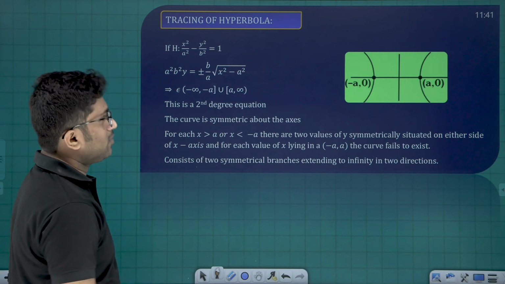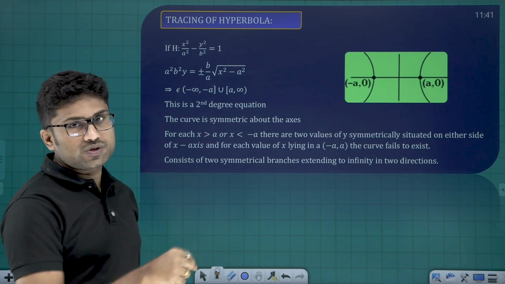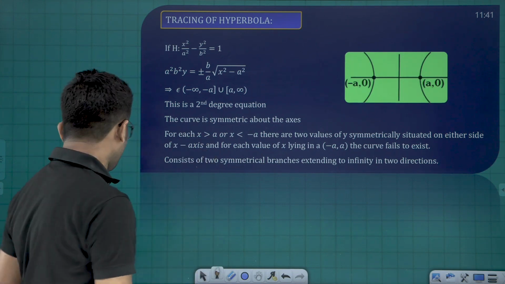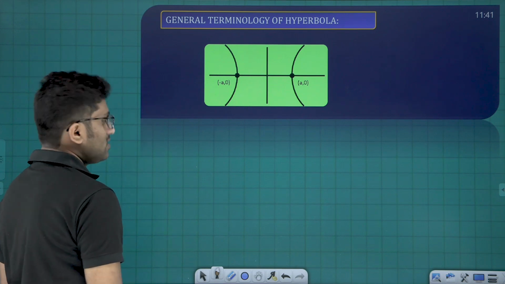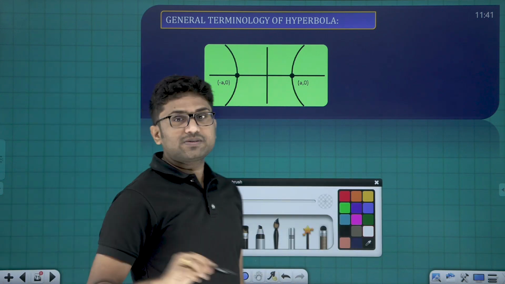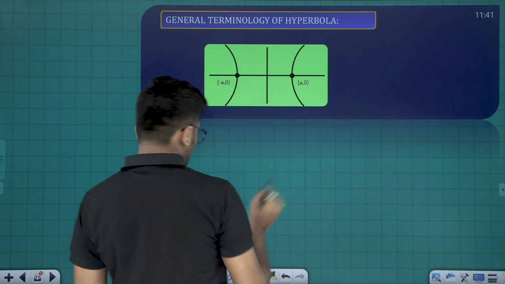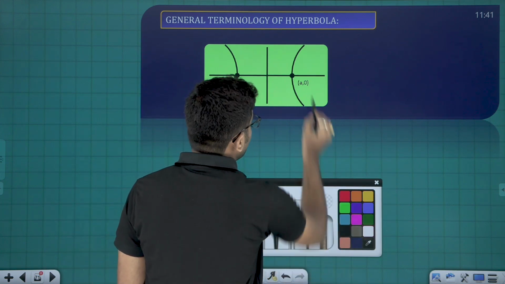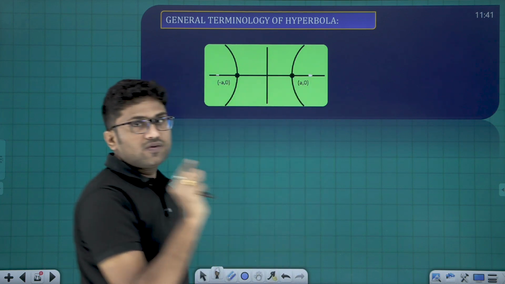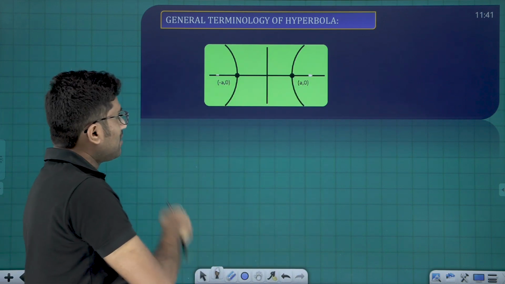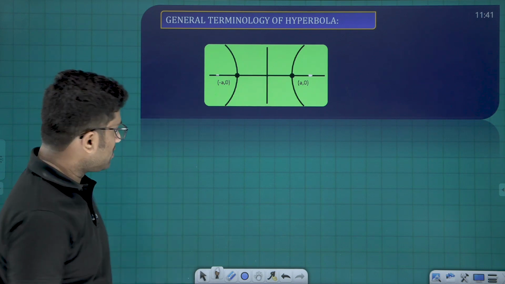So, tracing of hyperbola. Hyperbola is an unbounded curve. Ellipse is a closed curve. Hyperbola is an unbounded curve, an open curve, friends. The general terminology of ellipse and hyperbola will be almost the same. So focus, you'll be having the foci here, same story. Foci will be a comma 0 and minus a comma 0. Directrix is x plus a by e equals 0 and x minus a by e equals 0.